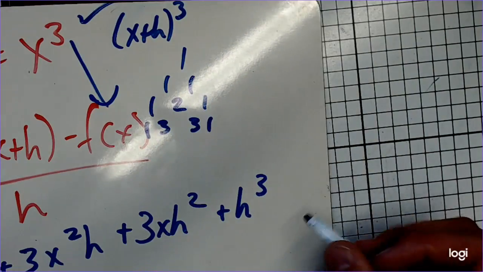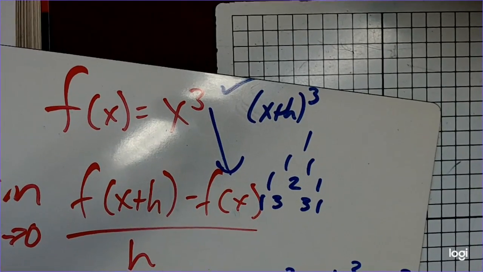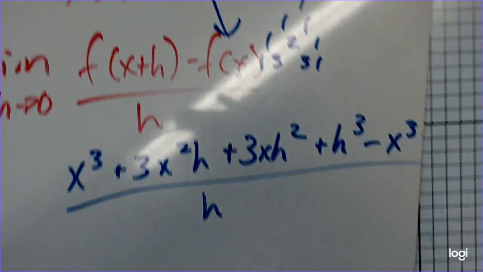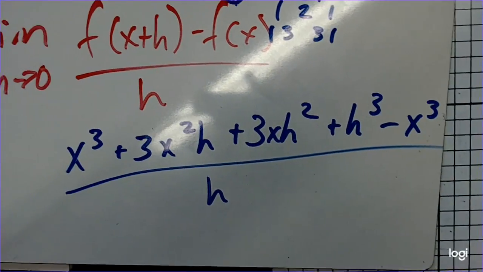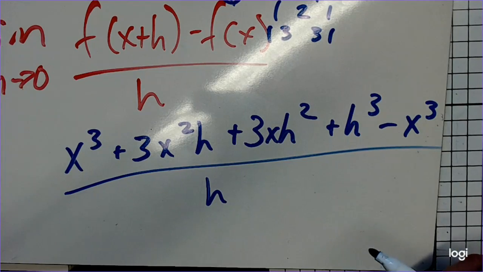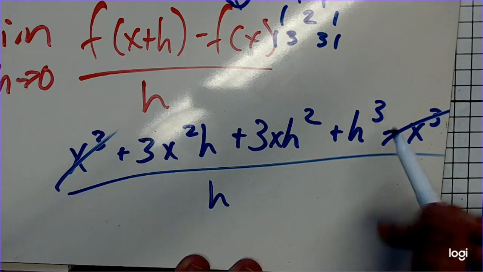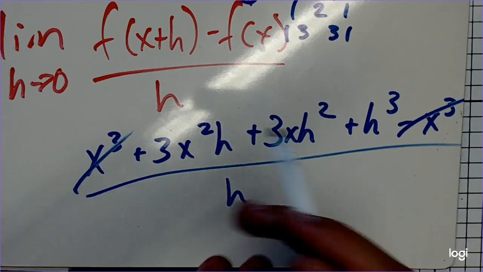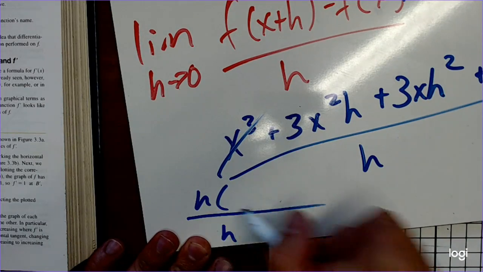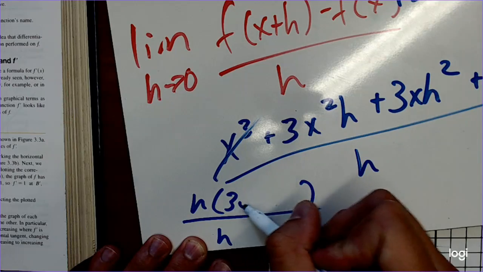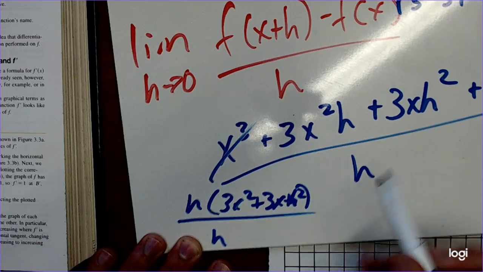All right, and then also I'm going to have minus x cubed on the end there, because of that minus f of x. This will all be over the letter h. So once I simplify this, good use of Pascal's triangle and some polynomial foiling. That made that very nice and quick. So let's see here. These cancel. And then it looks like I've got 3 terms with h, so I can factor h out. So this will get rewritten as h over h, parentheses, 3x squared plus 3xh plus h squared.